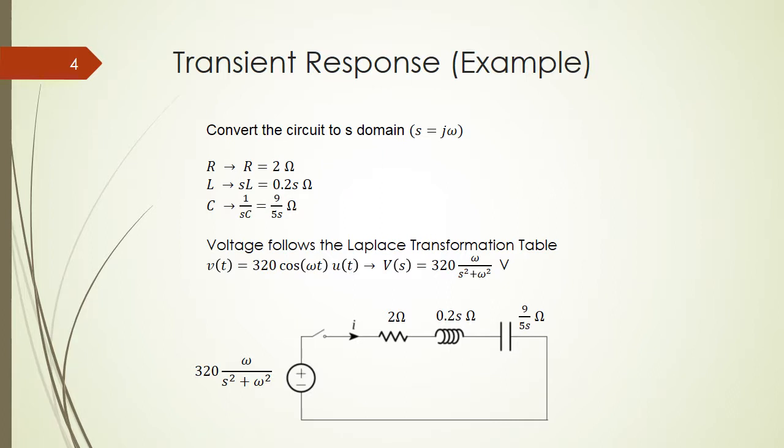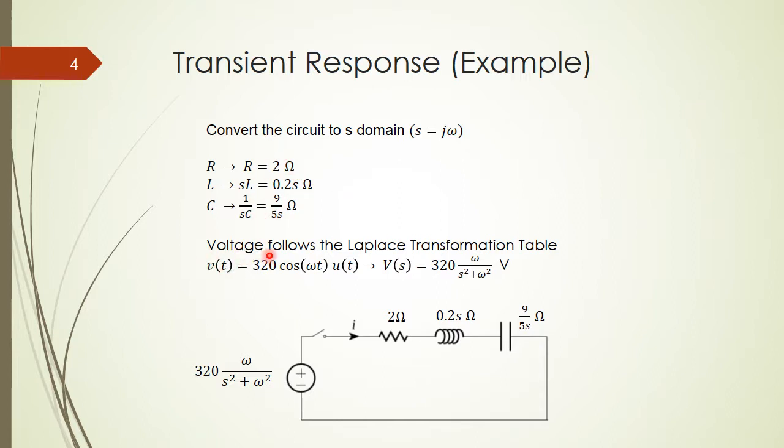First, we need to convert the circuit to the S domain. Notice that it is quite similar to j omega, but we just replace the term j omega with s. So the resistor stays 2 ohm as normal. The impedance of the inductance is sL, which will be 0.2s. And the impedance of the capacitor will be 1 over sC, which is 9 over 5s like this.